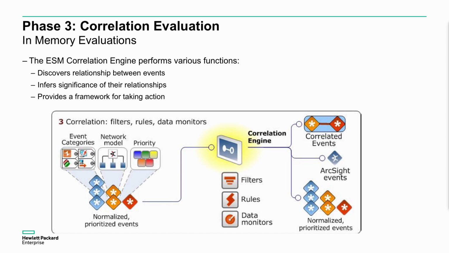So we can see that there are correlated events. So we will, in some cases, create a correlated event to say this particular relationship has appeared. We create additional ArcSight events. For example, if we've added some information to an active list, we'll create an audit event to say that we've added that information. That's not a correlated event, but it's an audit event. And then finally, we'll have the normalized prioritized events as they carry on being processed as well.